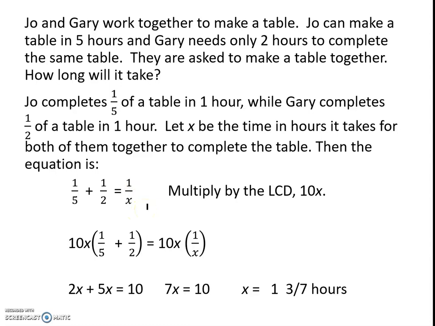So we multiply by the LCD of 5, 2, and x, and that is 10x. So when we multiply 10x times 1/5, we find that's 2x, and 10x times 1/2 is 5x, and 10x times 1/x is simply 10. Combining like terms, we find that 7x equals 10, but we don't want 10 or 7x, we want 1x, so we divide both sides by 7, and we find that x equals 1 3/7. And since we're working in hours, it will take them 1 3/7 hours working together to make a table.